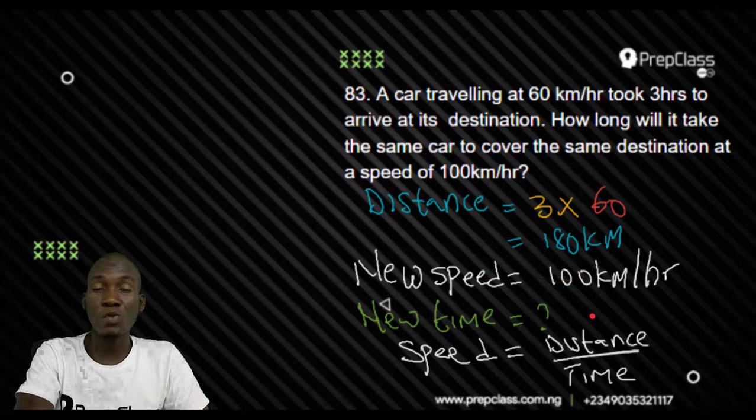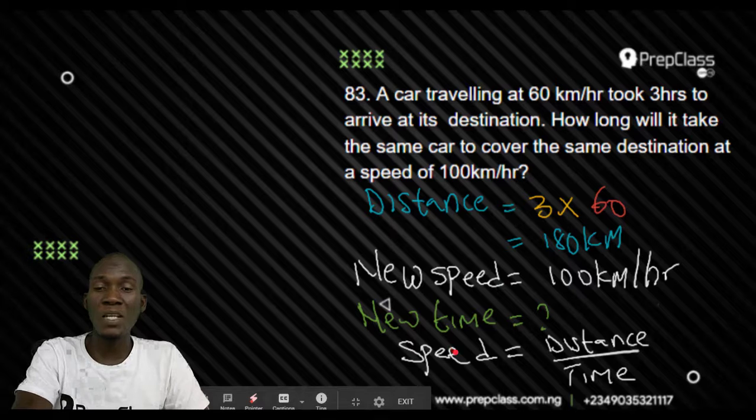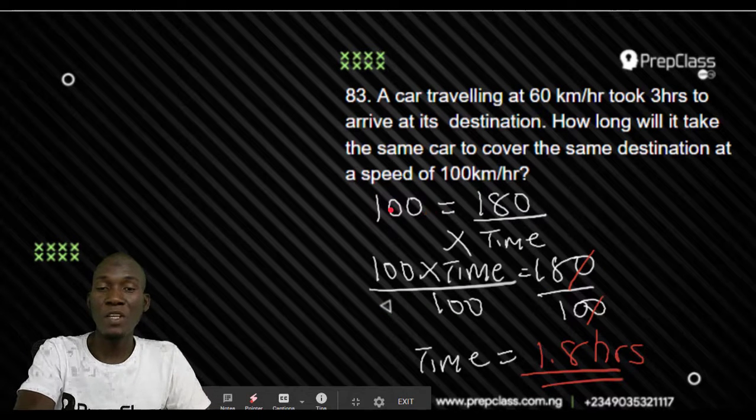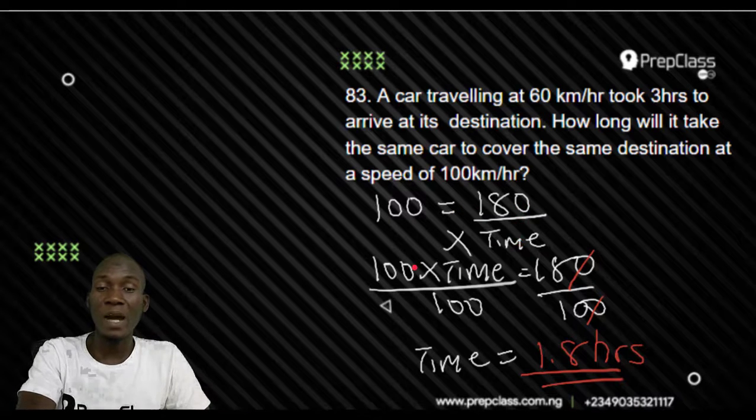The new time, which is what we are looking for, we don't know. We are going to follow the same distance. Now speed equals distance over time. So we have speed 100 equals distance 180 divided by time. Now we cross multiply. 100 times time equals 180.